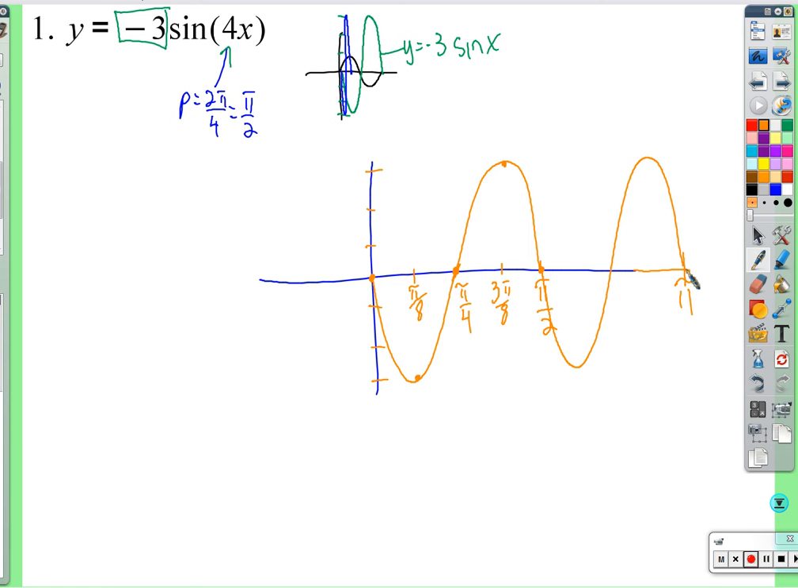I thought you were going to say a 14-point problem. No, there are not 14 of anything in there.